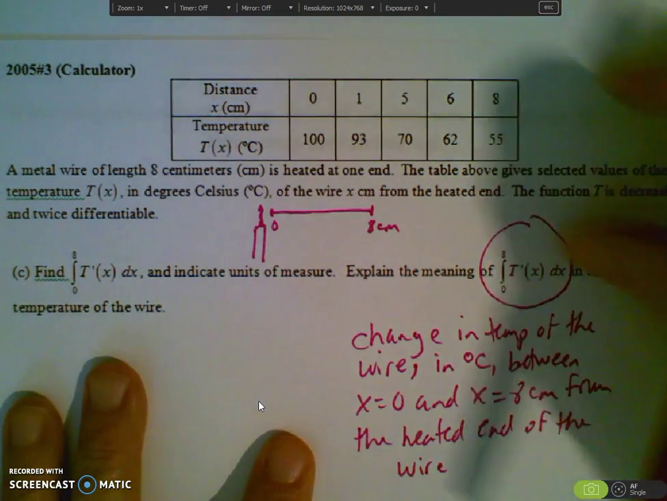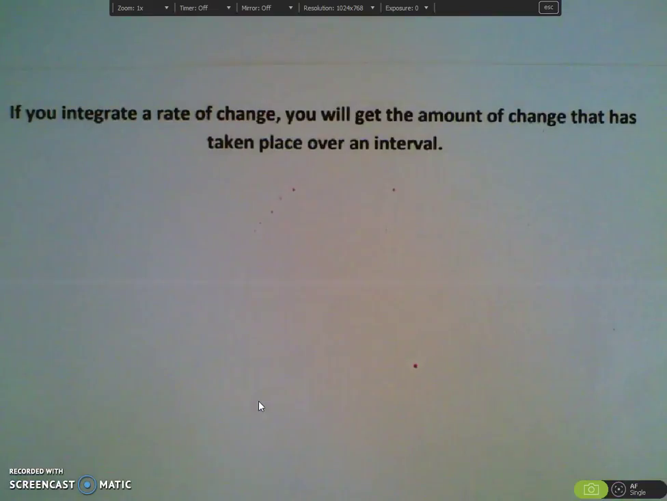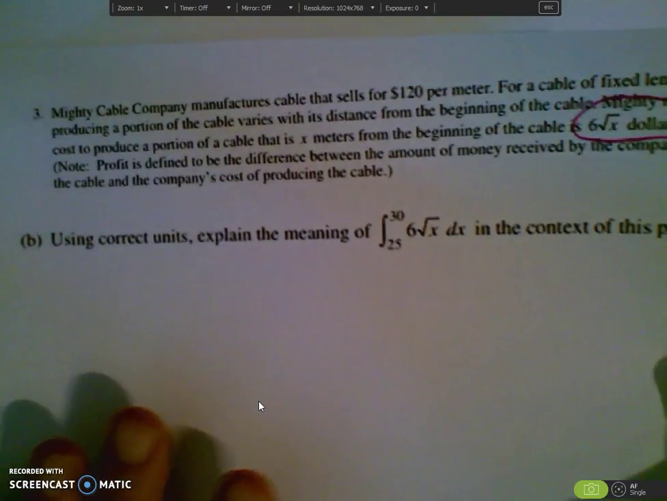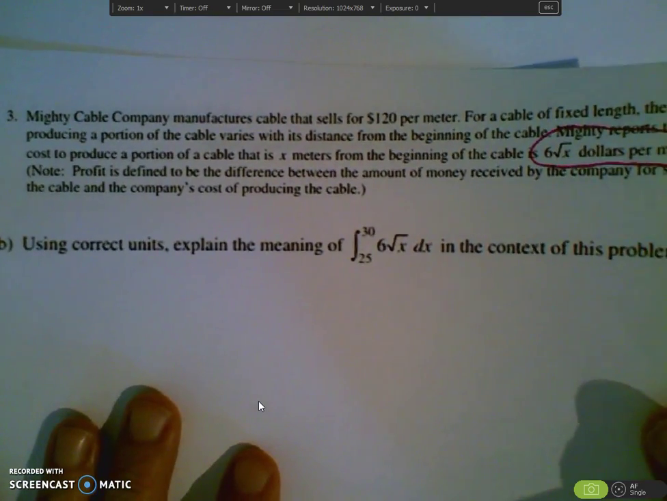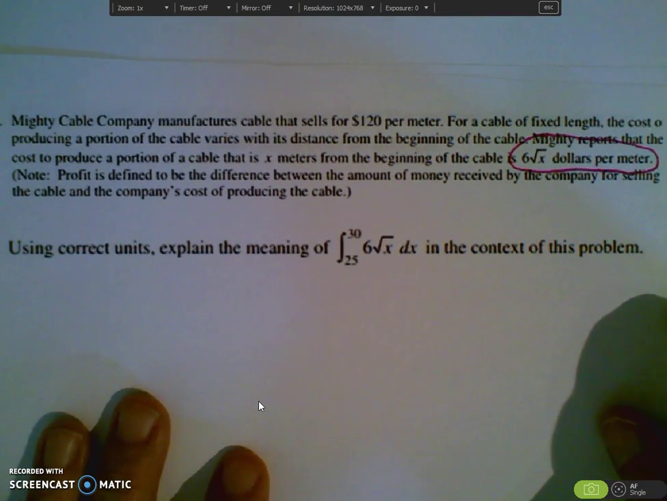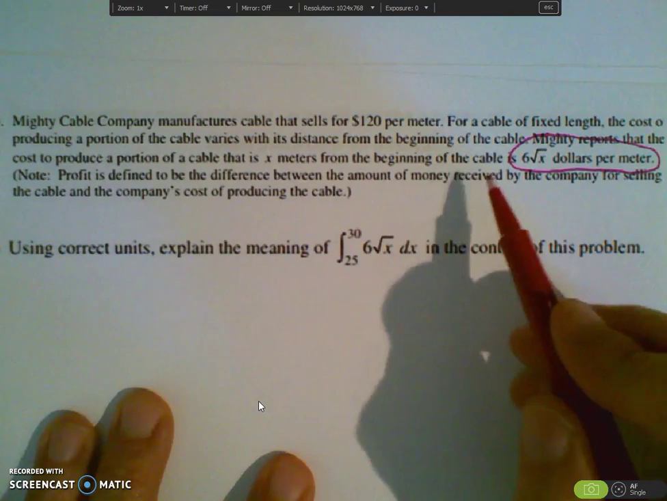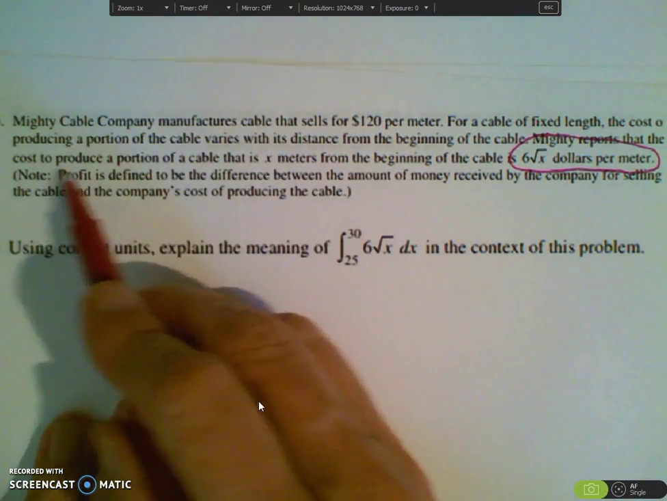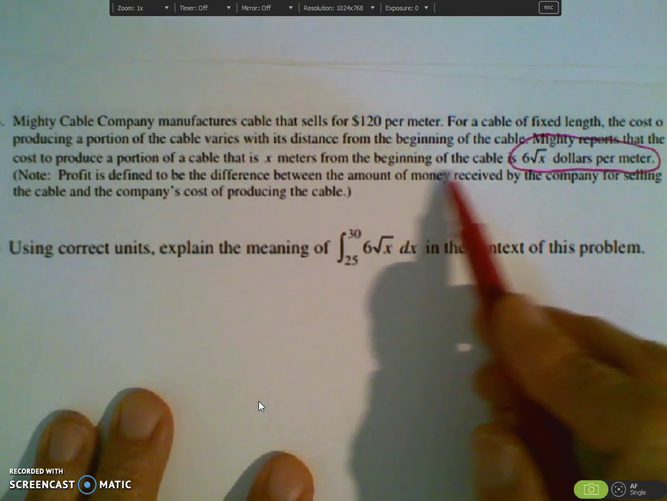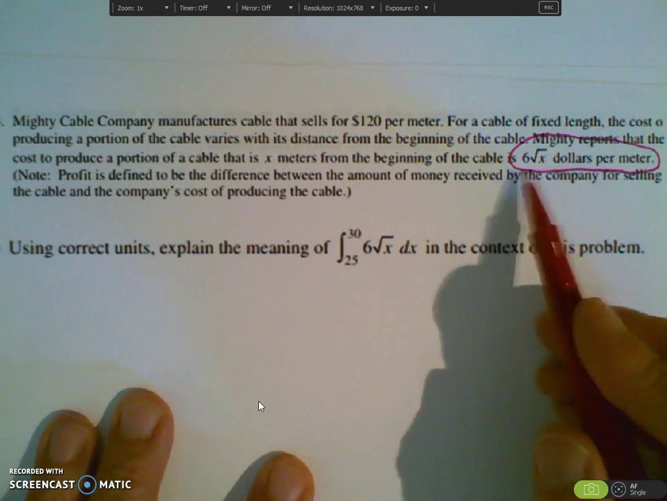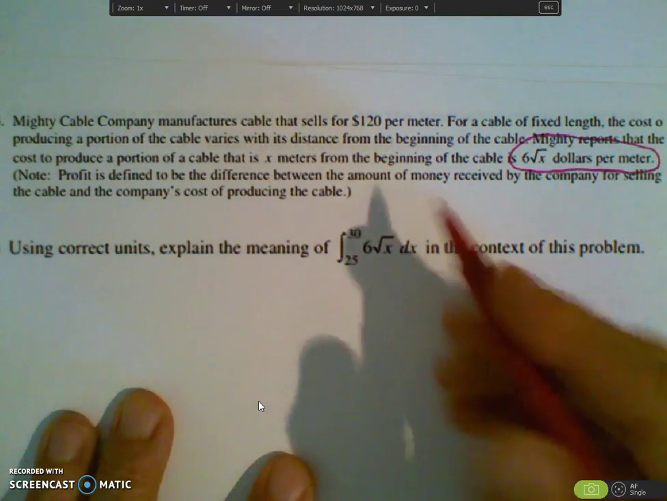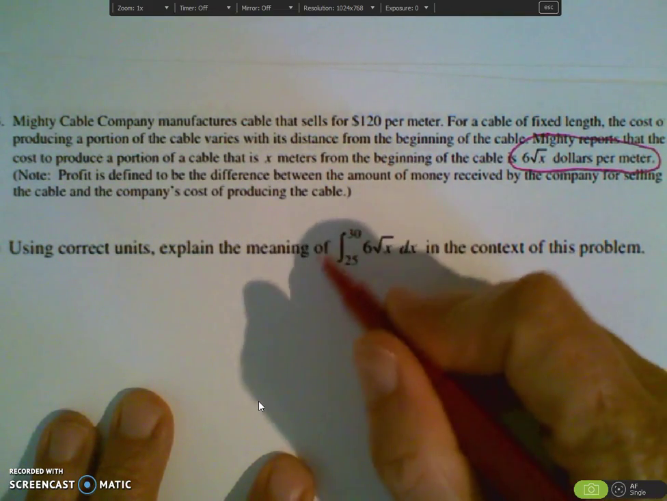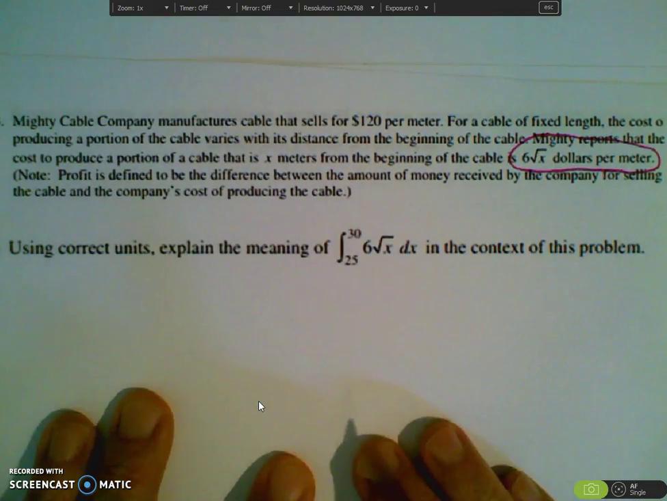Now, let's look at our second example. In the second example, we have a cable company. And notice that they're giving you a rate. Their cost to produce a portion of the cable that is x meters from the beginning of the cable is given by 6 root x dollars per meter. We're integrating that rate, and so what we're going to be getting is a cost.